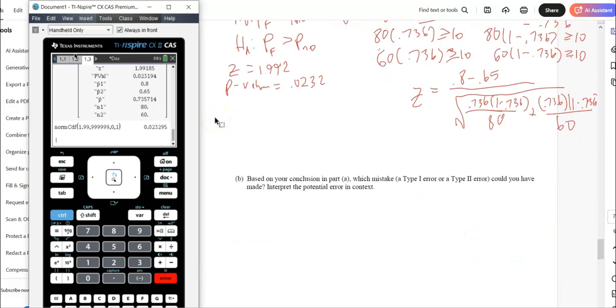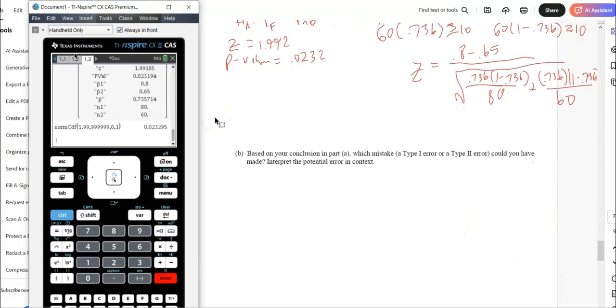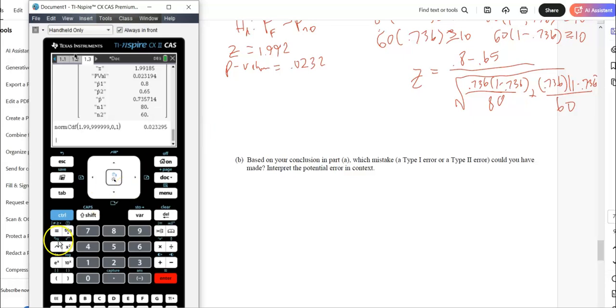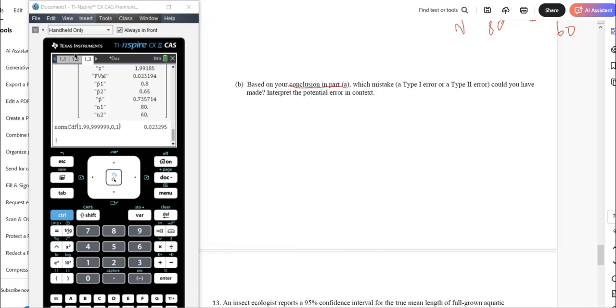And last, based on conclusion, which error could you have made? Interpret the potential error. Based on your conclusion, we rejected. So that could be a type 1 error. It can't be type 2 if we rejected. That would be failed to reject. So we rejected the null.